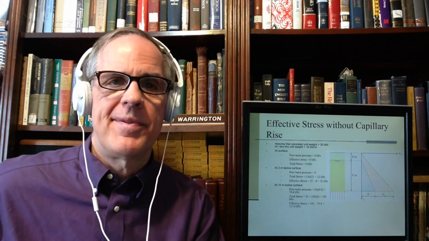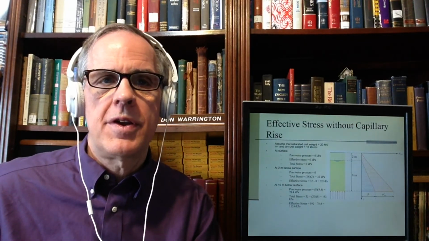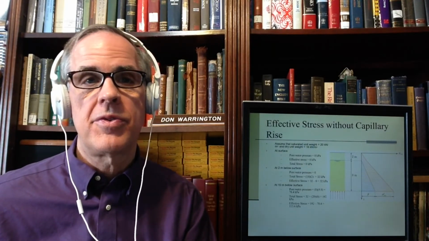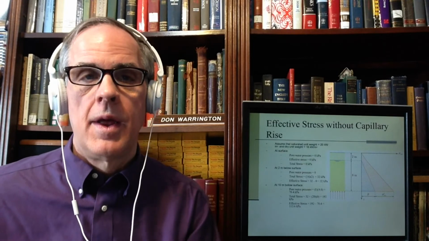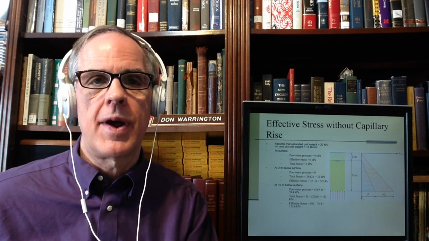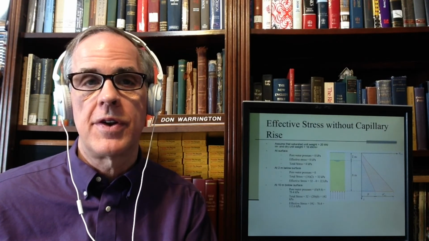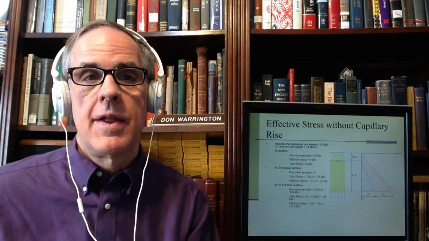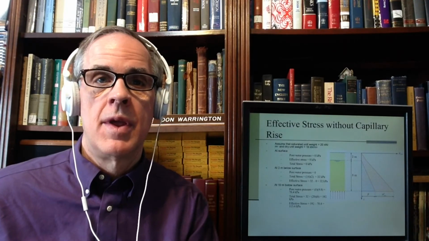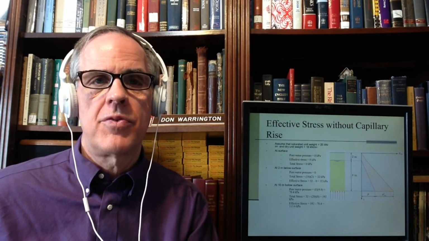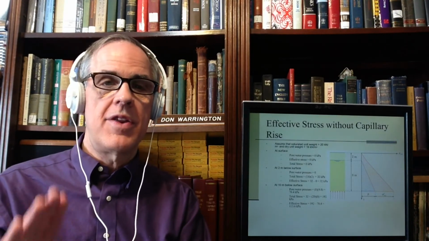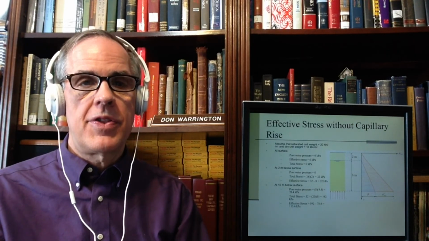Now, let me make one important point to you, particularly for those of you who like to dig around the internet and find solutions to my problems. There's more than one way to do this. There are some methods of estimating the effect of capillary rise on effective stress which employ the degree of saturation above the water table and that kind of thing. This is what Verruijt presents, which is the simplest way. It is not the only way, and it is not the only accepted way.